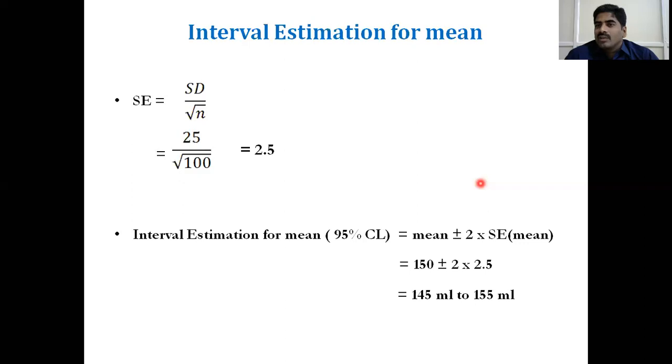So we have two different types of data, qualitative and quantitative. First, you have to calculate the standard error. Then you can calculate the interval estimation. If data is quantitative, then you can calculate the interval estimation for mean. If data is qualitative, then you can calculate the interval estimation for the proportion. Okay. So this is the concept of point estimation and interval estimation.